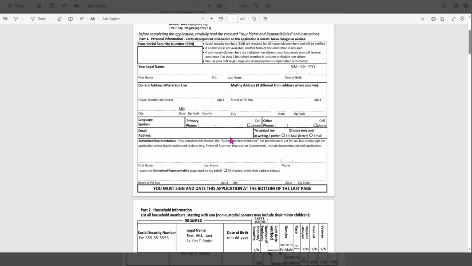Here we also have a spot for an authorized representative, and that's if you want someone to legally be able to speak on your behalf. Let's say you have a power of attorney, a guardian, or just someone that you really trust to speak on your behalf. If that's the case and they're not inherently in your household, then you can put that person's name and phone number here. You can also put their address if you want them to get mail on your behalf.